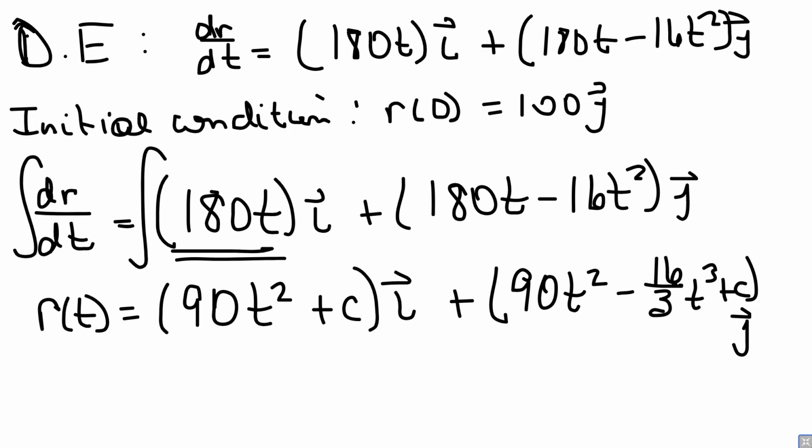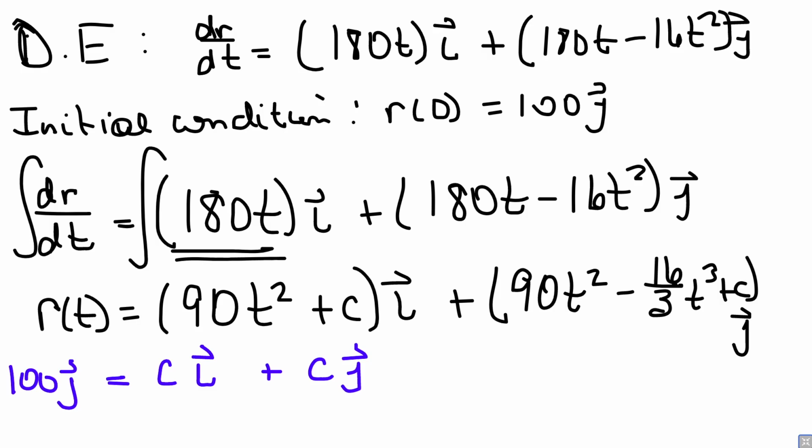So now what we're going to do is to use the initial condition. The initial condition says that when t is 0, r of 0 is equal to 100 j. So in place of r of 0, we're going to put in 100 j equals, and we're going to put 0 in for t. So we're going to have c in the i direction plus c in the j direction when we plug in 0. Basically, we're just going to equate each side based on the components.